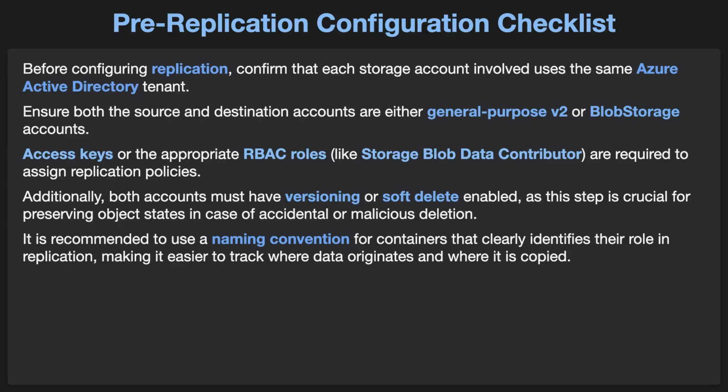Before configuring replication, confirm that each storage account involved uses the same Azure Active Directory tenant. Ensure both the source and destination accounts are either general-purpose V2 or blob storage accounts. Access keys or the appropriate RBAC roles, like Storage Blob Data Contributor, are required to assign replication policies. Additionally, both accounts must have versioning or soft delete enabled, as this step is crucial for preserving object states in case of accidental or malicious deletion. It is recommended to use a naming convention for containers that clearly identifies their role in replication, making it easier to track where data originates and where it is copied.